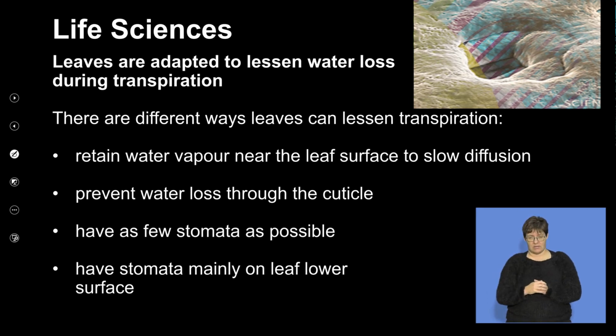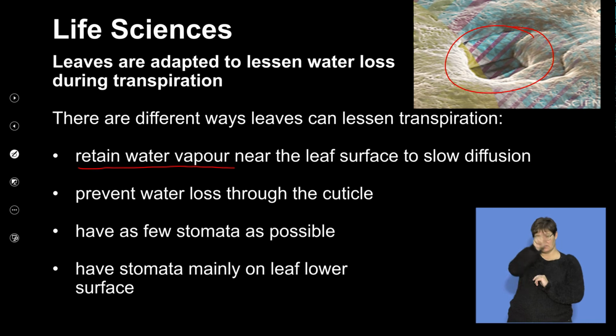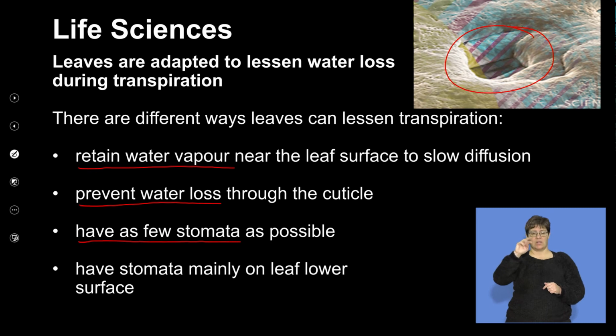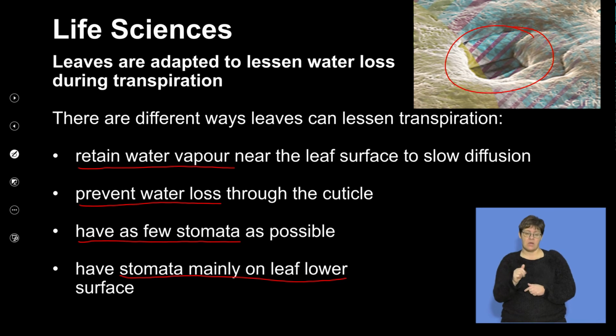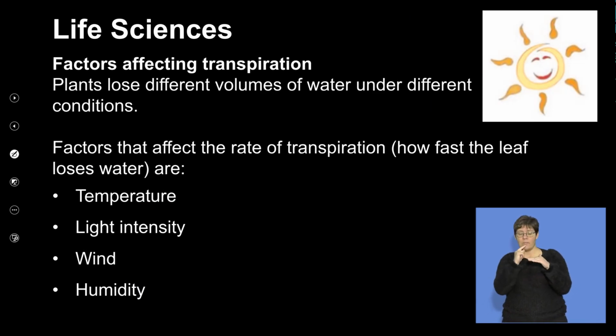Then, when we did this section, we also looked at how plants can be adapted so that they don't lose so much water through transpiration, and there are different ways that they can do this. They retain water vapor, and an example there is sunken stomata. They also have hairs. They also prevent water loss by having a thick cuticle. They have as few stomata as possible by the leaves being small, or they have their stomata mainly on the lower leaf surface where it doesn't get quite so hot.